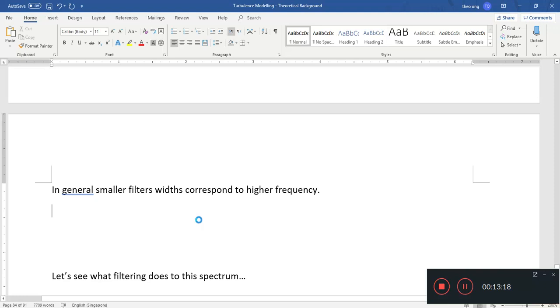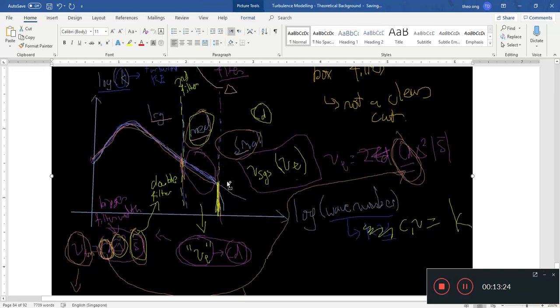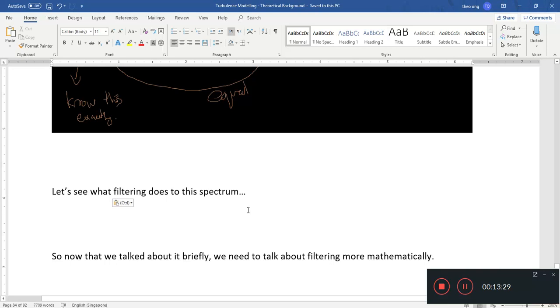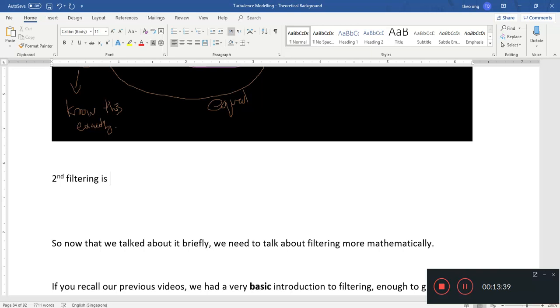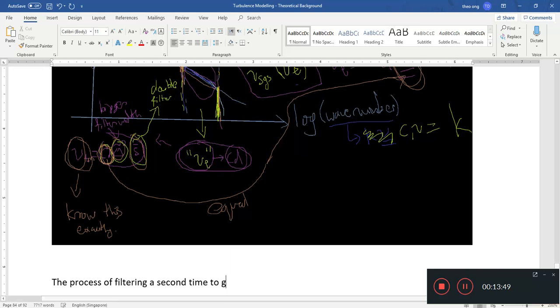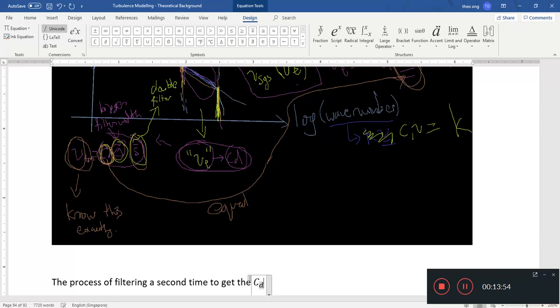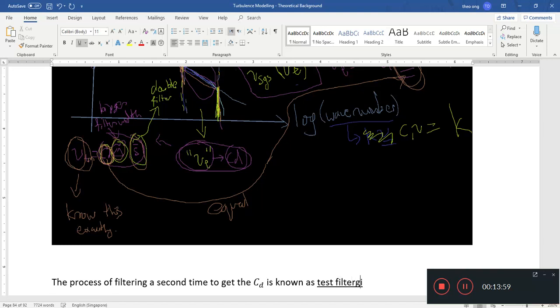Okay, so filtering does this to the spectrum, and this second filter is the process of filtering a second time to get the CD, the coefficient, is known as test filtering. Okay, this is called test filtering.